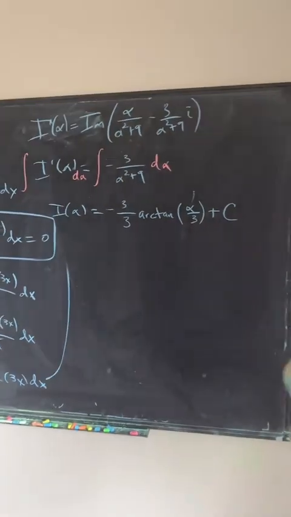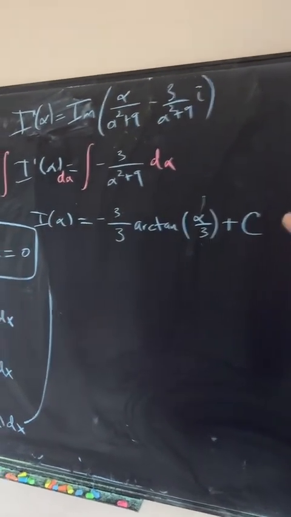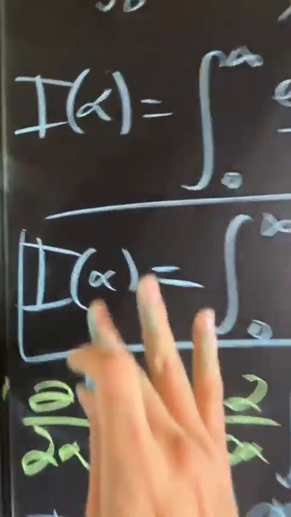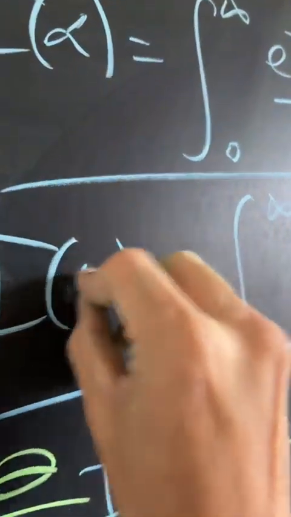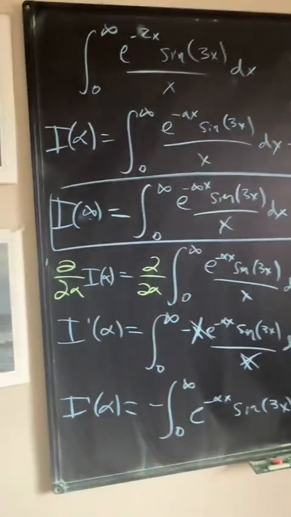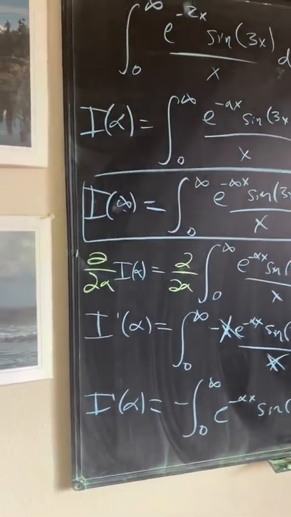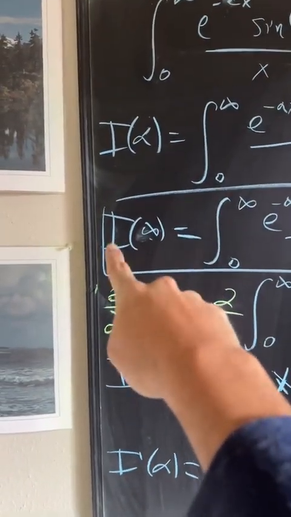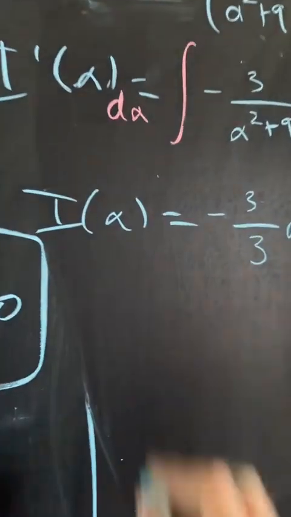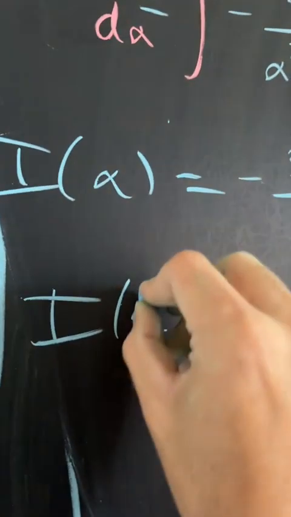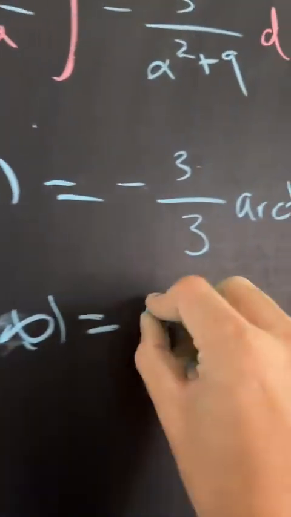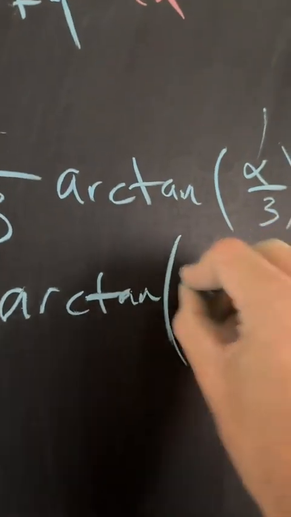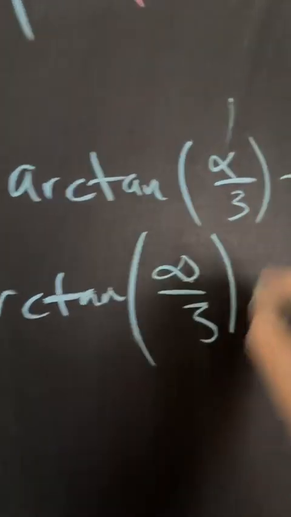All right, so let's talk about this. Because we still have the plus c, now we're going to use this condition right here, that when alpha was equal to infinity, that's exactly what I should have put on there. I'm so sorry. If you are seeing this from the future, you know I changed it. Anyway, so we have I of infinity. So what happens when you plug in infinity here? I of infinity is equal to negative arctan of infinity over 3 plus our c.